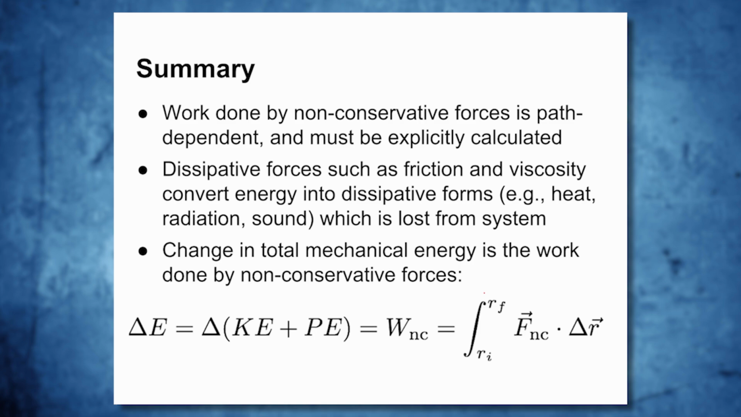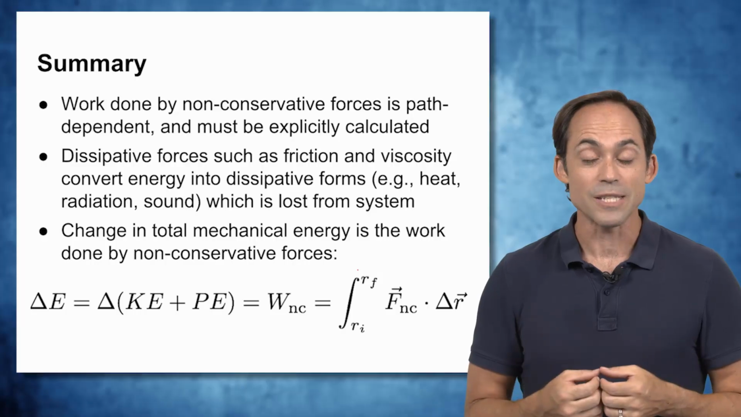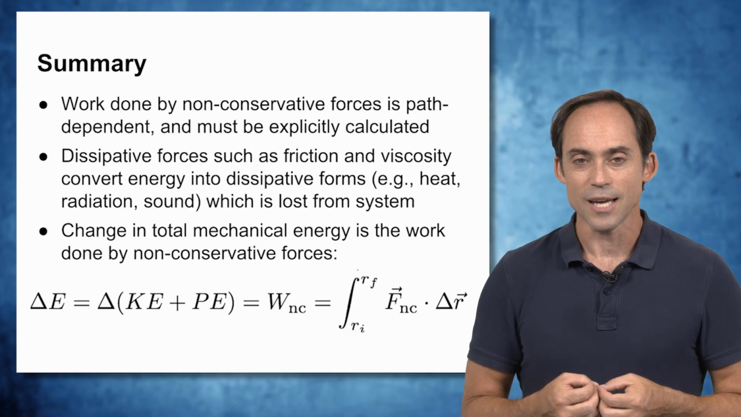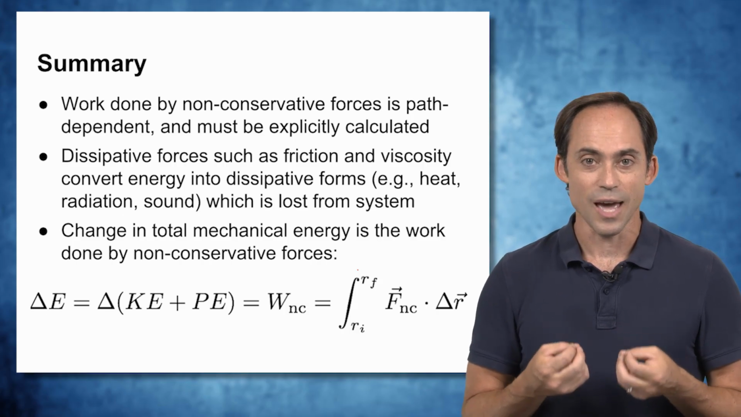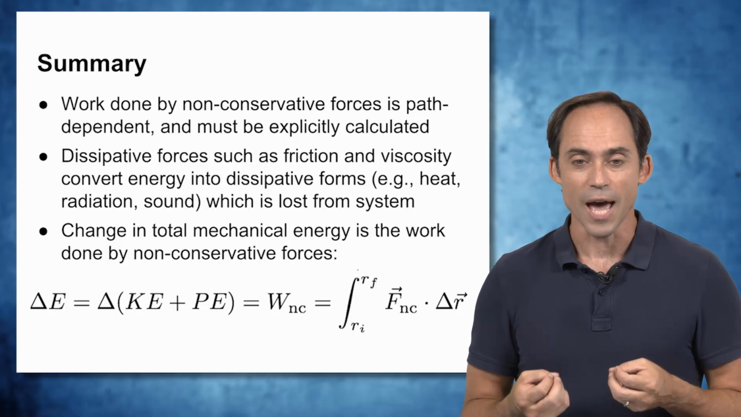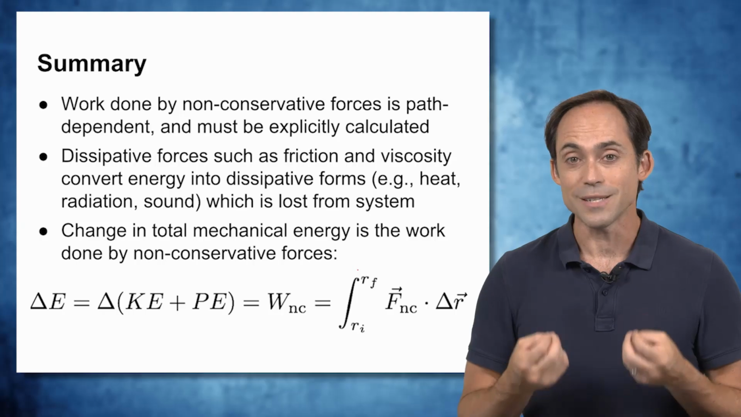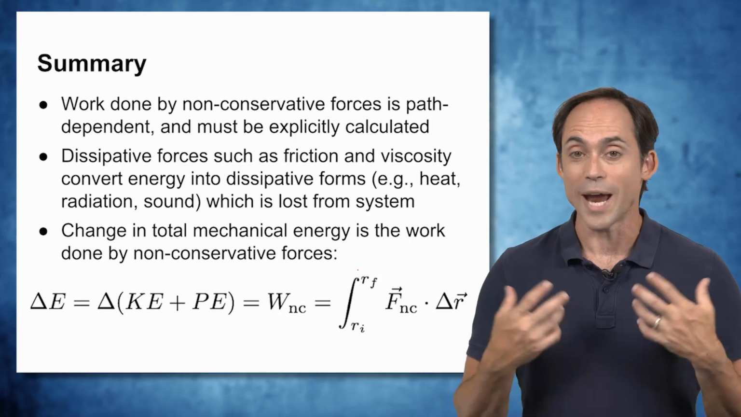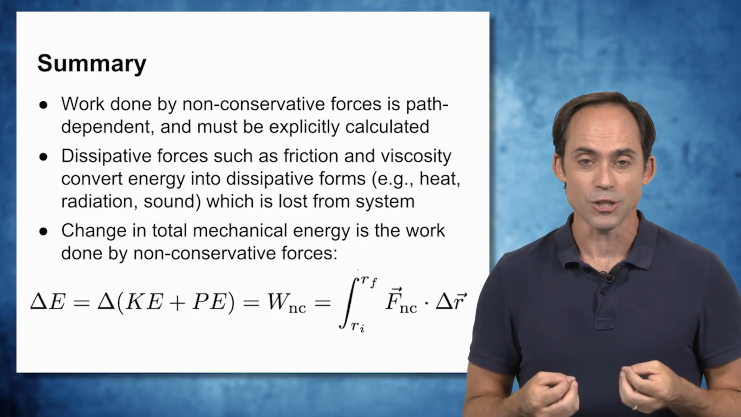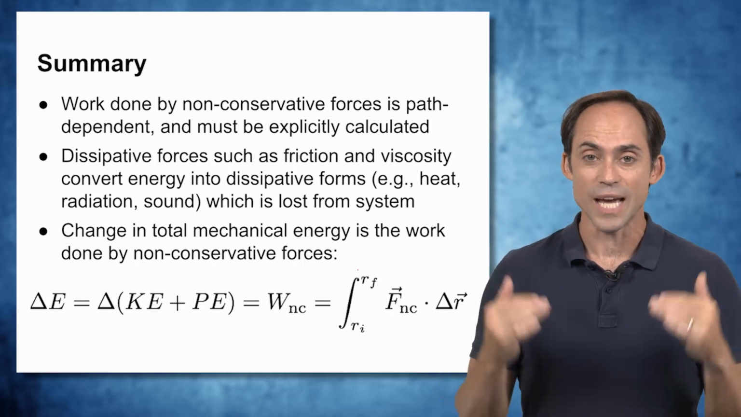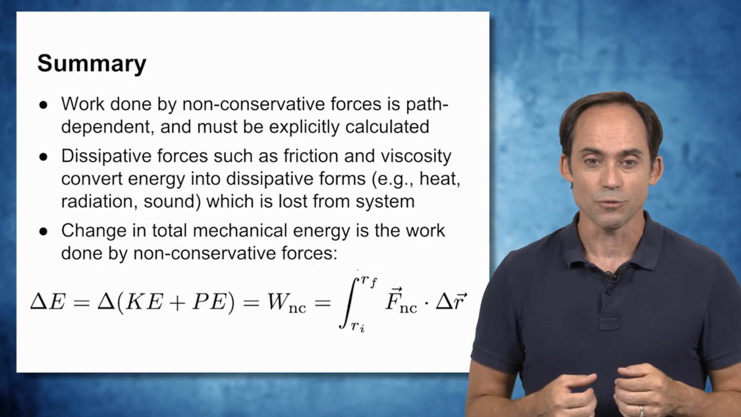So to summarize, we have a work term that we can compute for non-conservative forces, and that work term is path dependent. It's very different from our conservative forces where it only depends on the endpoints. In this case, we have to explicitly compute the energy that is added or gained from this non-conservative force along the path. And if those forces are dissipative forces such as friction or viscosity, which transform kinetic energy into radiative forms like light and heat and vibration, well, that energy is then lost to the system. And so the total energy of our system is going to go down in the presence of these non-conservative forces.